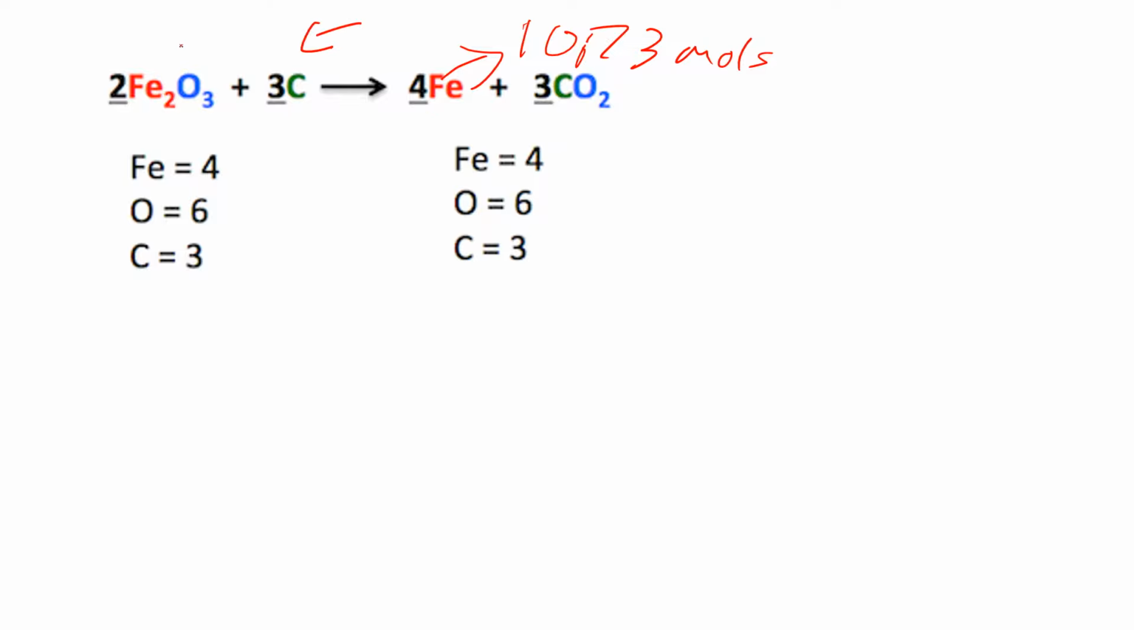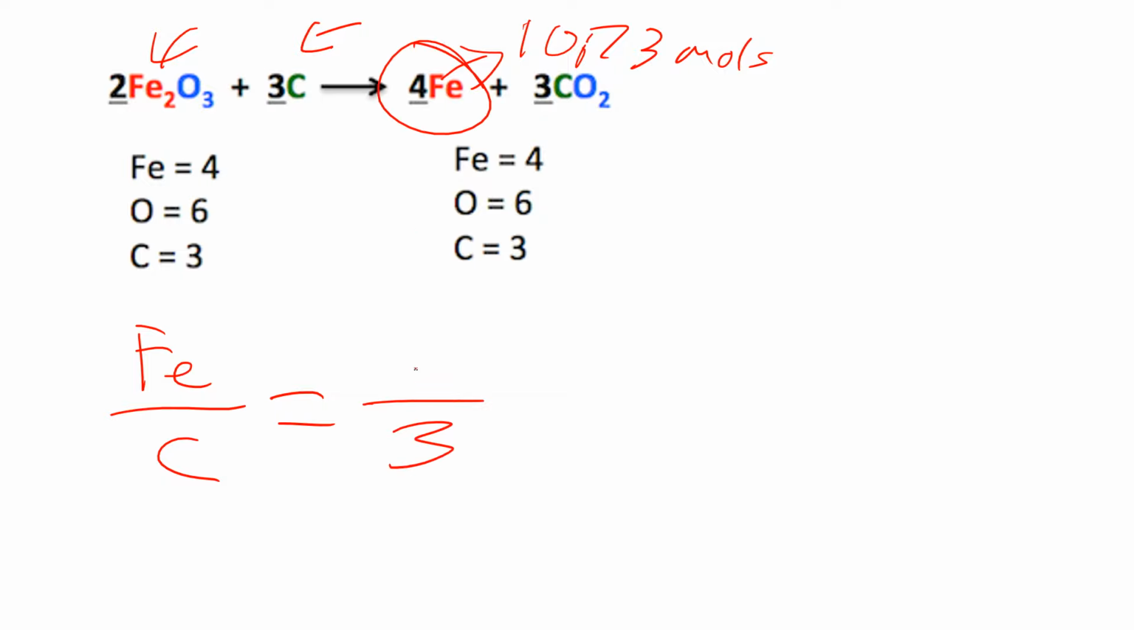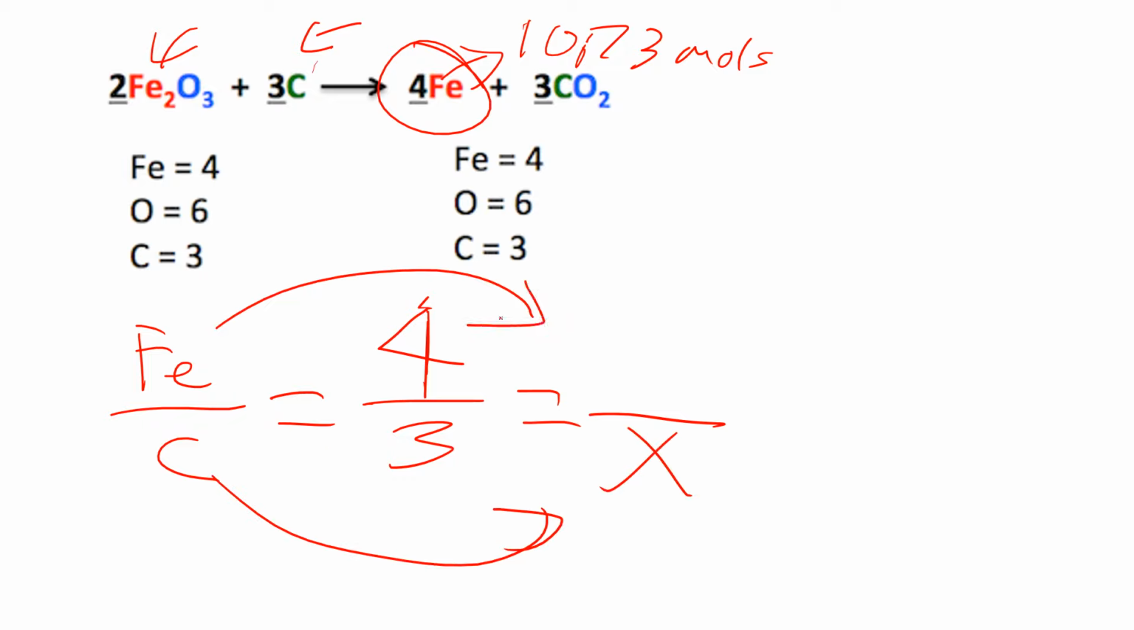Now you have to figure out how much iron oxide there was and how much carbon there was. Well, we can figure it out once again by mole ratios. The amount of iron over carbon, we want to figure out that first. For every 3 carbon atoms, we will produce 4 iron atoms, 3 to 4. We don't know the carbon, so that's going to be an x, but we know how much iron we have.